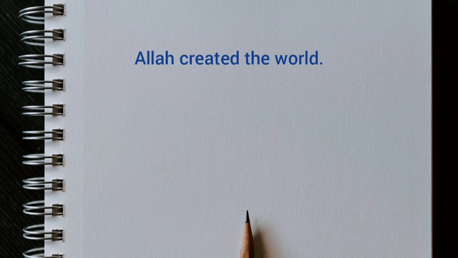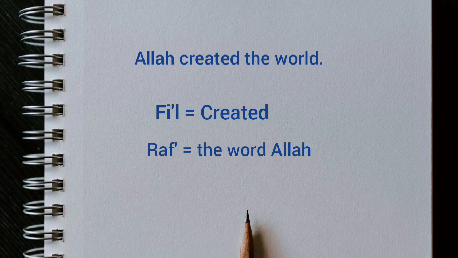Let me give you some more examples. Allah created the world. Here the fi'l is created, and whoever did this is rafa. So the action of creation, who did this? Allah. So the word Allah is rafa here.